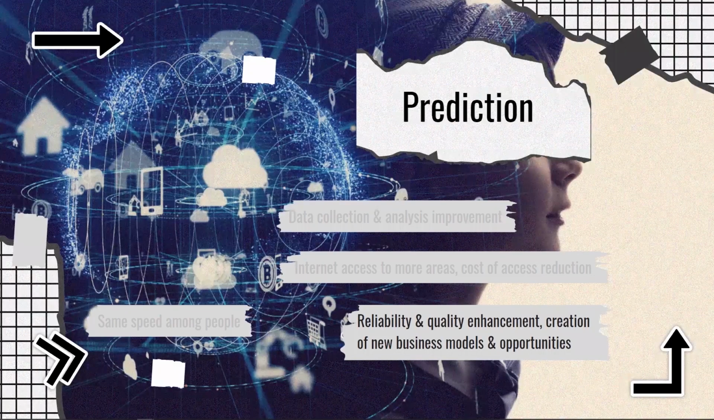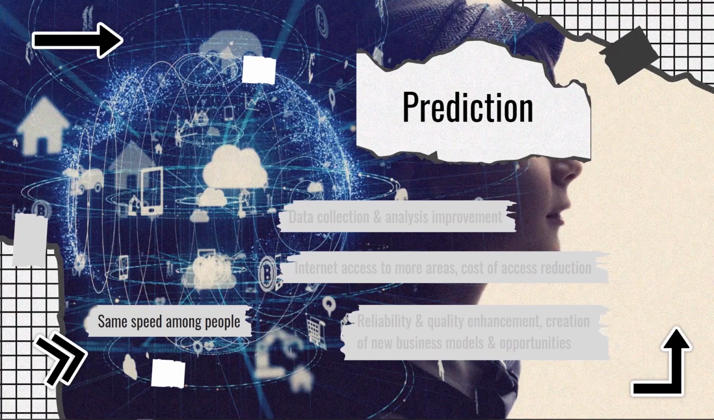So we mentioned technology. So what is our prediction about the future? First of all, the increase in bandwidth to enhance reliability and quality, and the creation of new business models and opportunities. Also, the internet is democratic, so this creates the same speed of internet among people. The upgraded internet pipeline will make internet access available to more areas, and the cost of access will be reduced. Internet of Things will improve data collection and analysis for e-commerce companies.